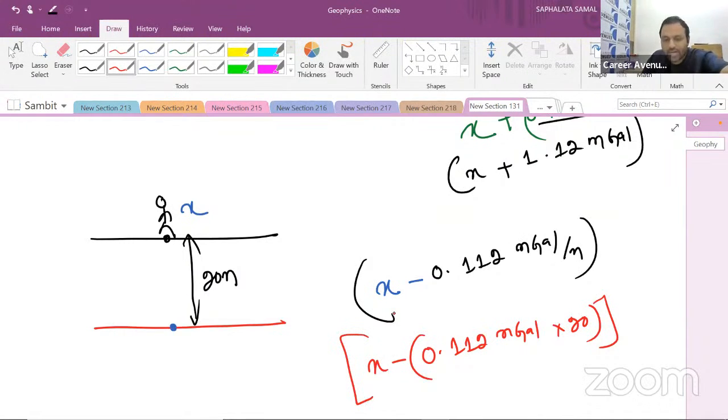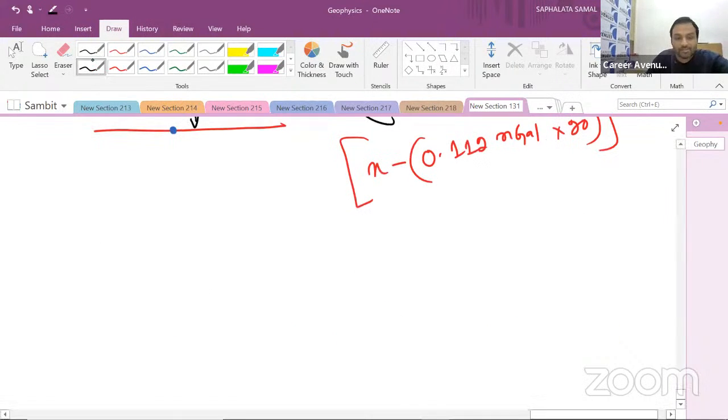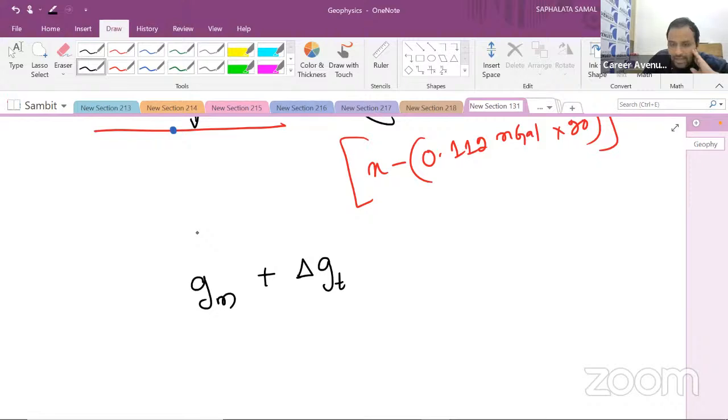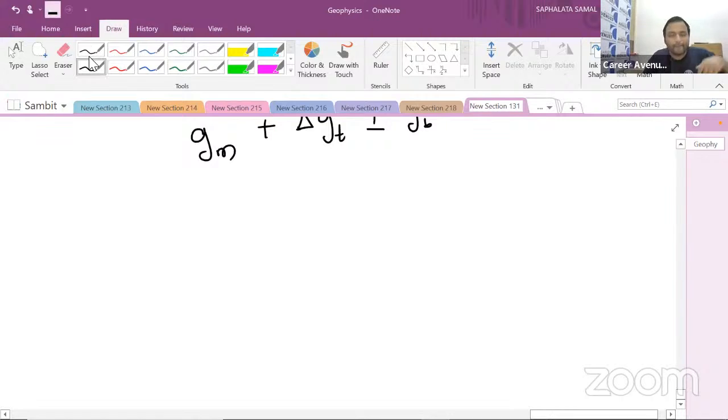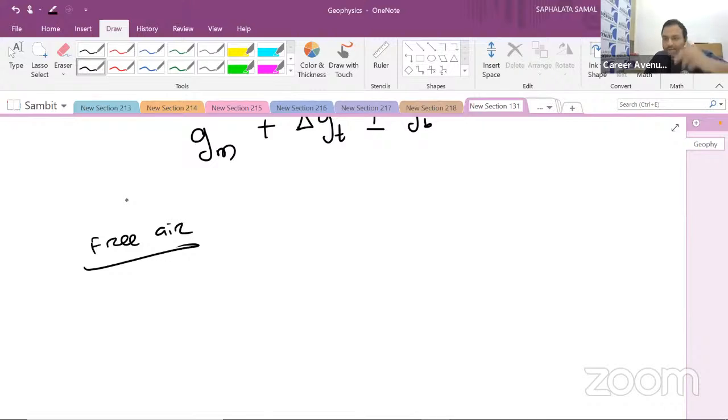So I added the terrain correction terms. Whatever I measured using my gravimeter, I added the terrain correction, which I am writing as del GT. I am either subtracting or adding the Bouguer correction value, del GB, let's say. In different conditions, I will either add or subtract. Next is the free air correction. It is exactly opposite to the Bouguer correction.